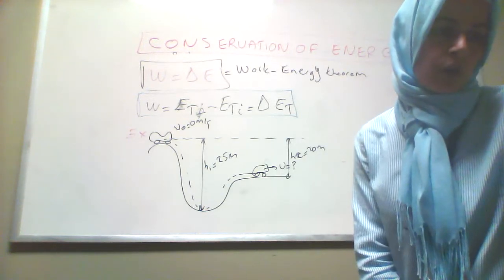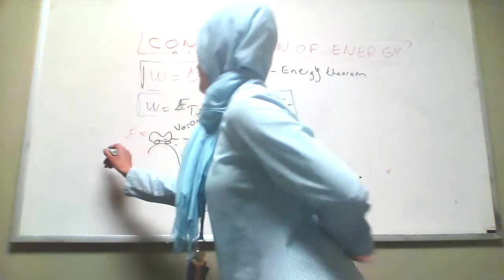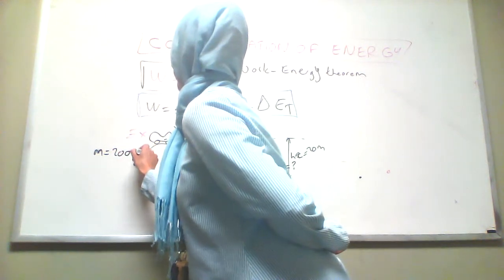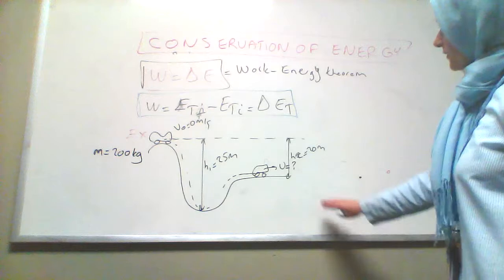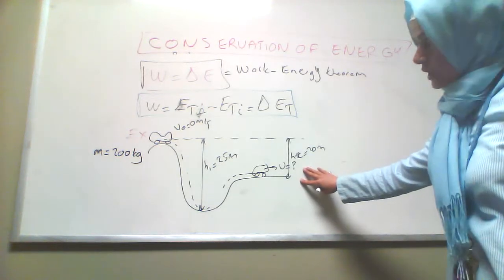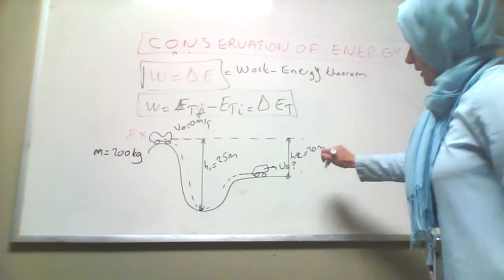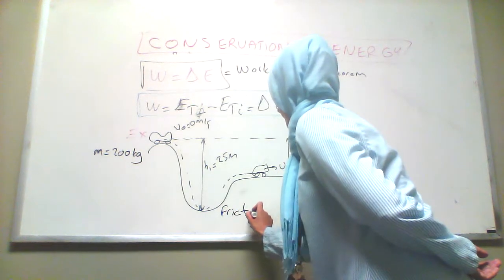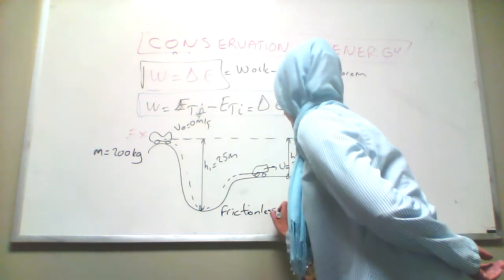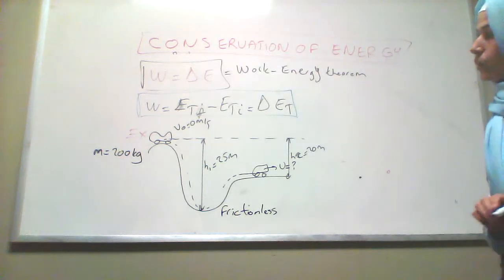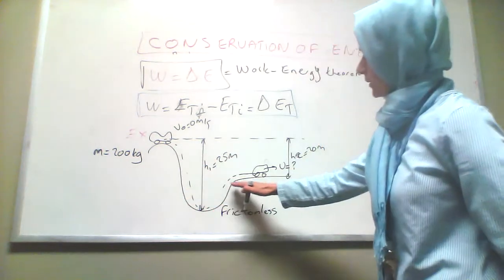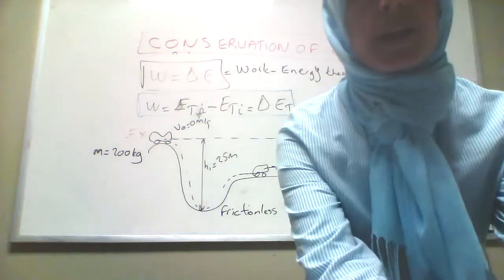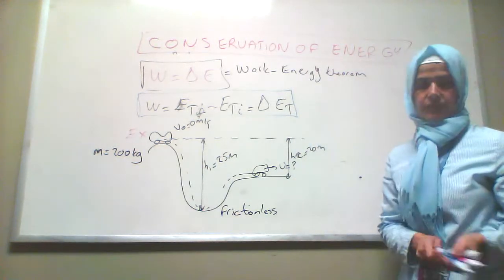Assume the total mass of the roller coaster is 200 kilograms. Again, the total mass is given, but we won't need it here. So what is the final velocity if the system is frictionless? This is also important. The question should say that, but it didn't. So frictionless system. Otherwise, the car would be losing some energy to friction. So we will say the total energy is conserved if the system is frictionless.